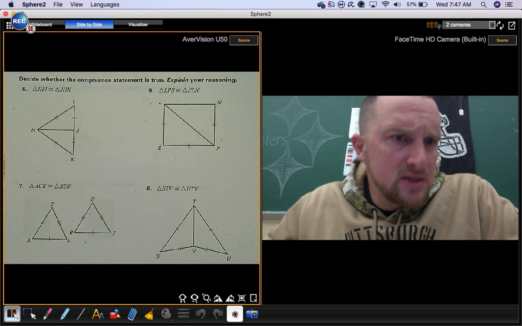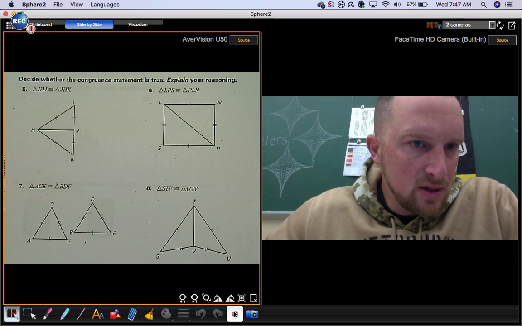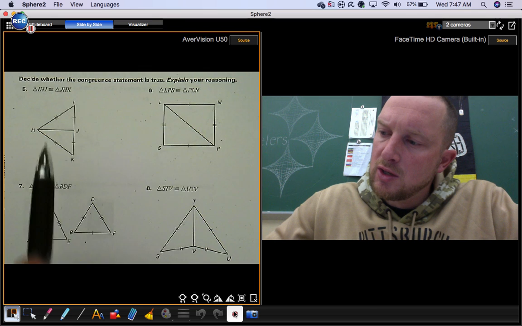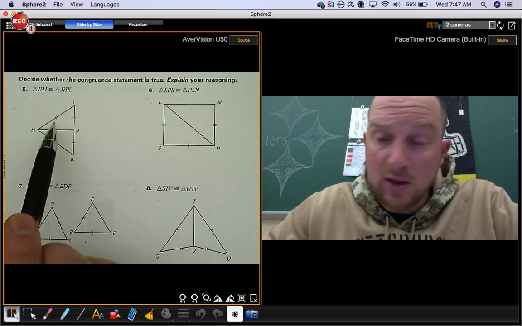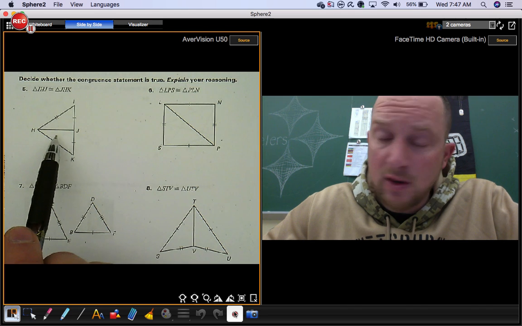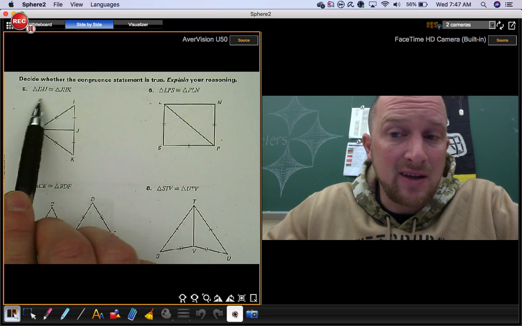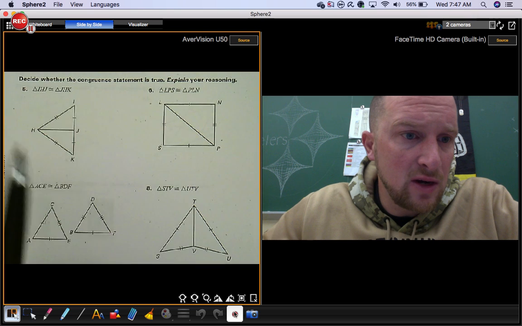Next part, decide whether the congruence statement is true. Explain your reasoning. So they're going to give you 2 triangles. Now they're telling you that these 2 triangles are congruent. So maybe they are, maybe they aren't. Maybe they're congruent and this statement isn't accurate. So those are the things you got to watch out for.